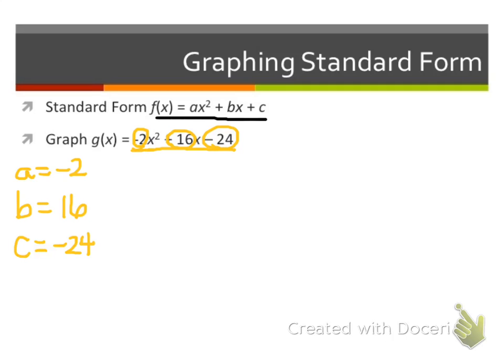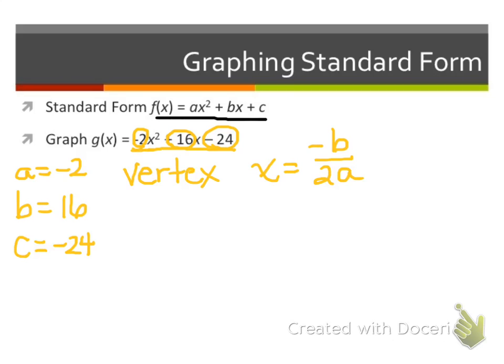Now, one of the key points when we're graphing a parabola, which is what we get when we graph quadratic functions, is the vertex. So in order to find the vertex, we need to start by finding the x-coordinate. And to find the x-coordinate, we can follow a formula, which is that the opposite of b divided by 2 times a is going to give us whatever the x-coordinate should be.